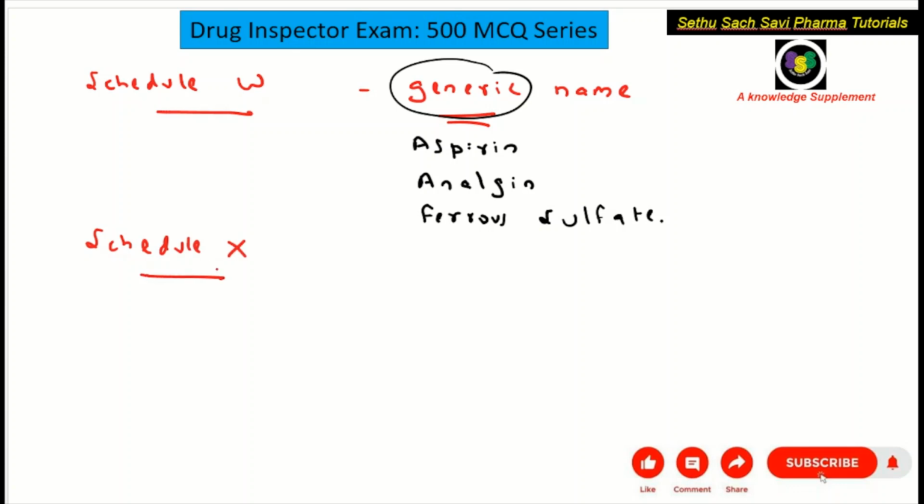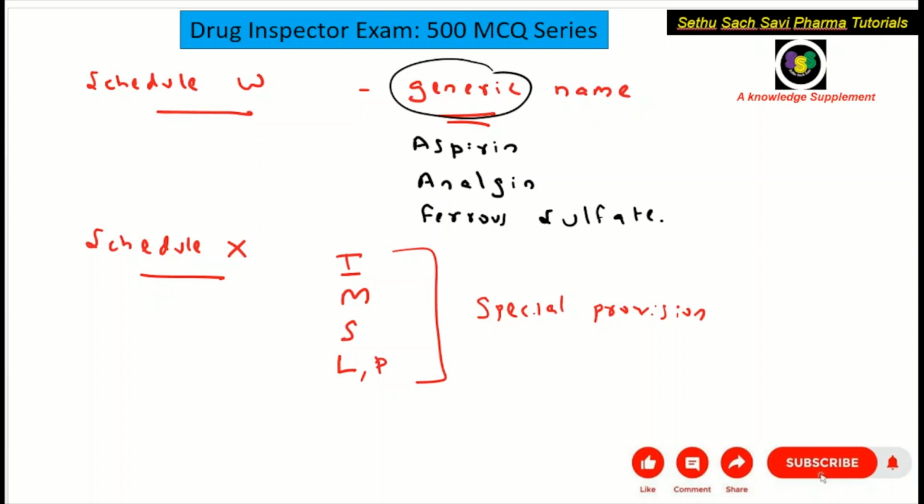Now coming to Schedule X. Schedule X is a list of drugs whose import, manufacture, sales, labeling, packaging, everything has to be governed by some special provisions.